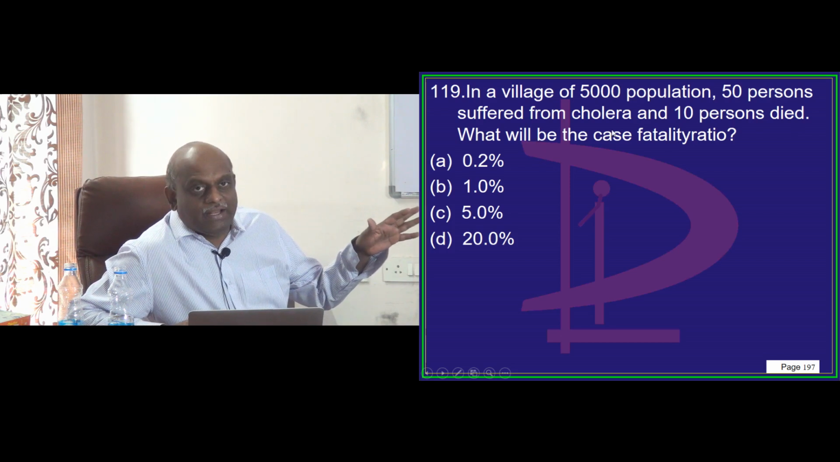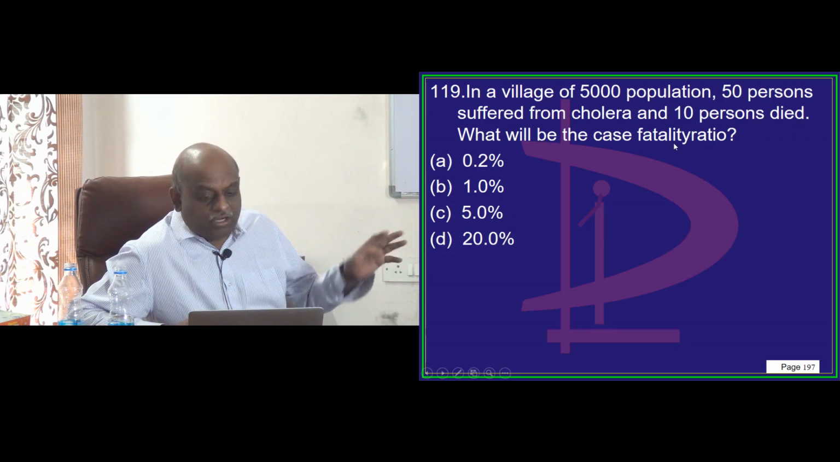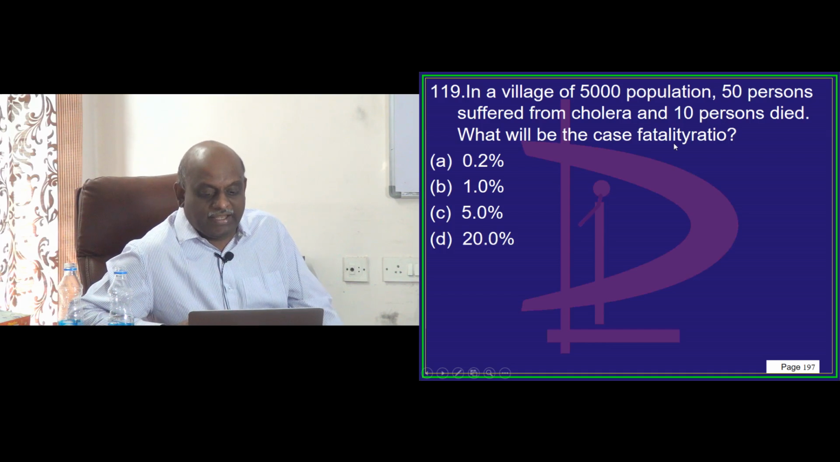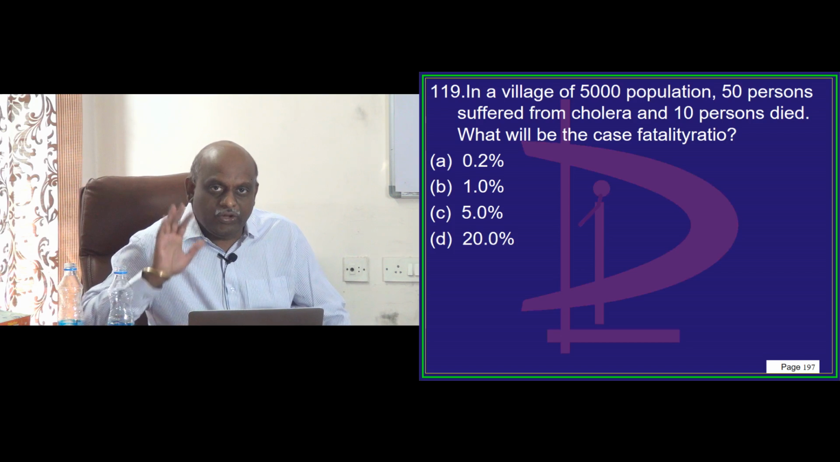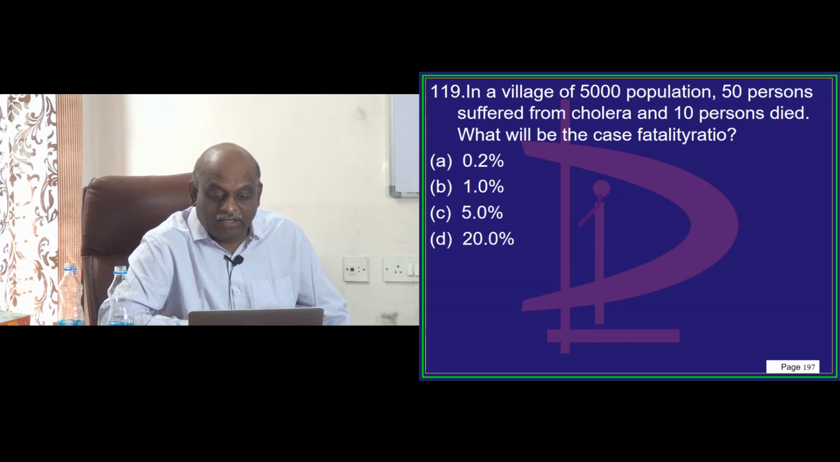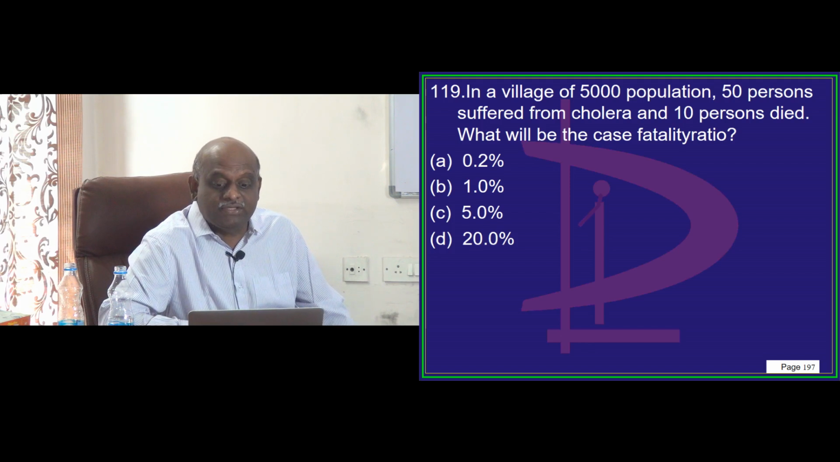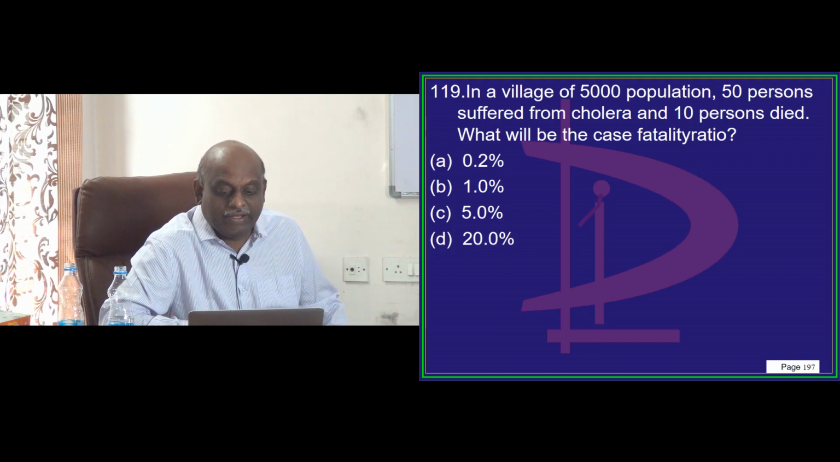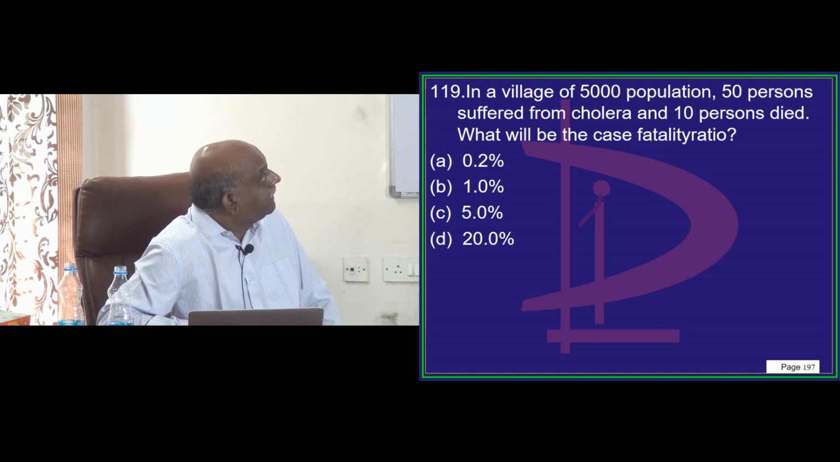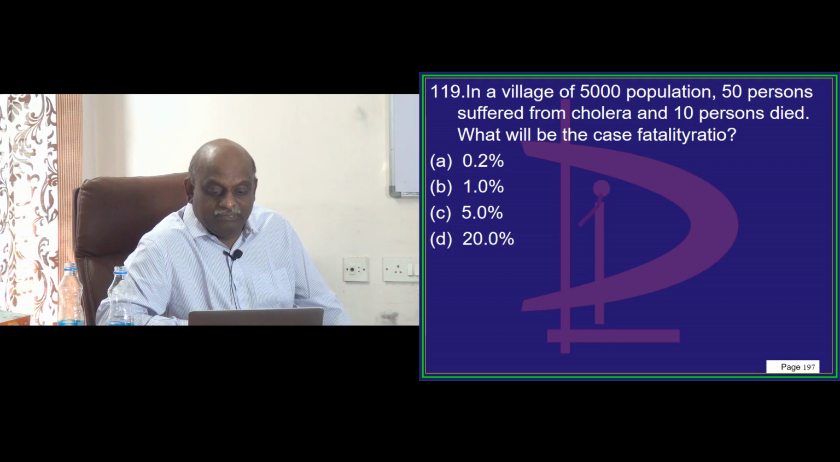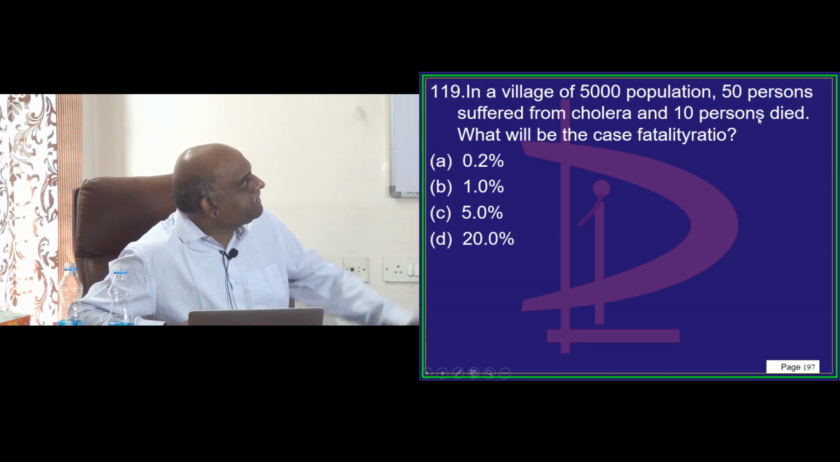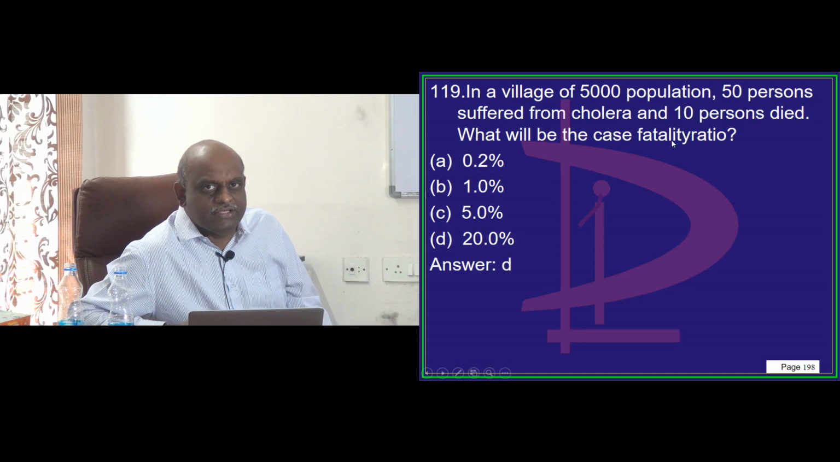50% suffered from cholera, 10% died. What will be the case fatality ratio? Yes, yellow agreed. Yes, yellow is agreed. Now, empty strip is black. Okay. 119. Fatapat bolo. Excellent. 20%. 10 by 50 is 1 by 5 is equal to 20%.